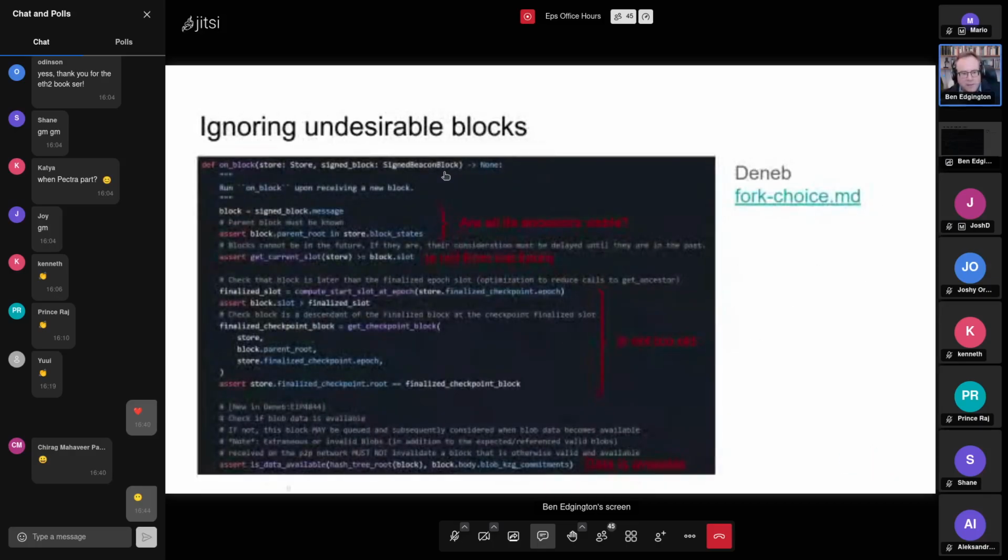Blocks for which data is not available may be held back and then become valid later, may be resubmitted. So that's this comment here. It may be queued and subsequently considered, in which case on block would have to be called again.